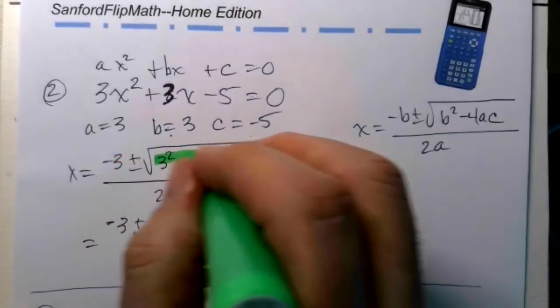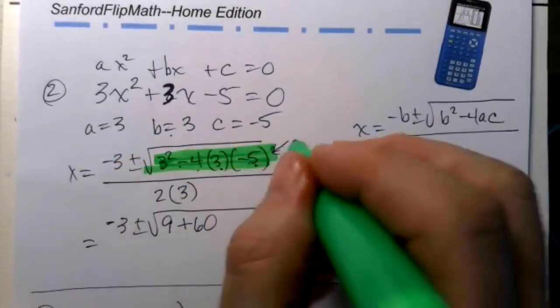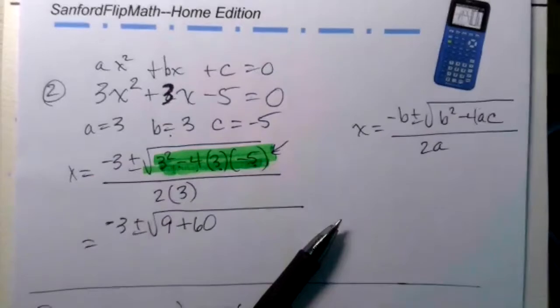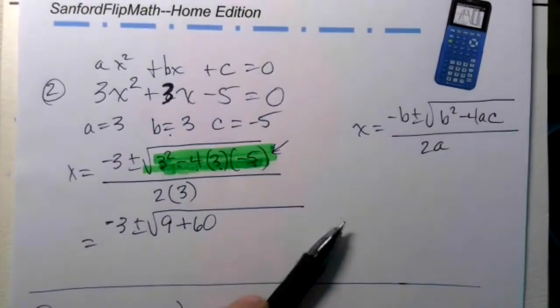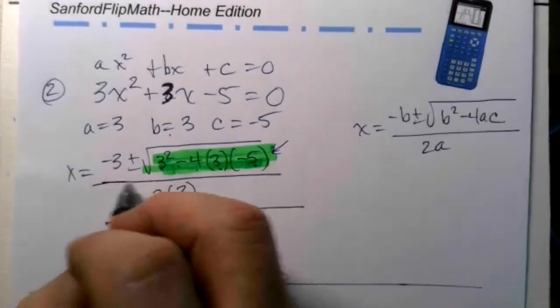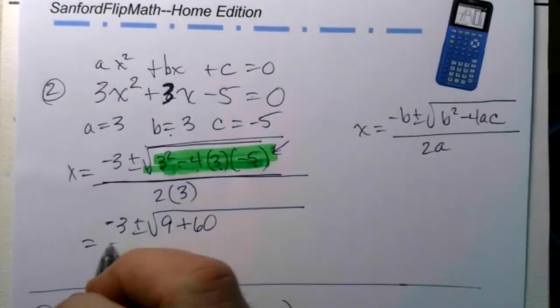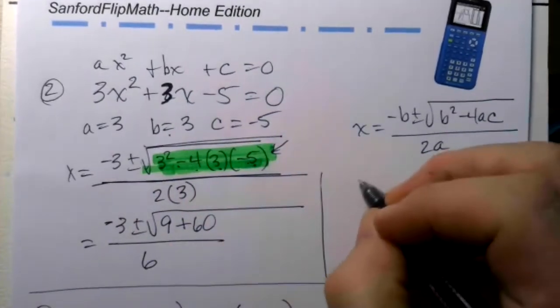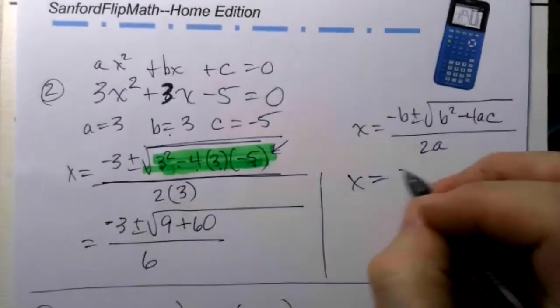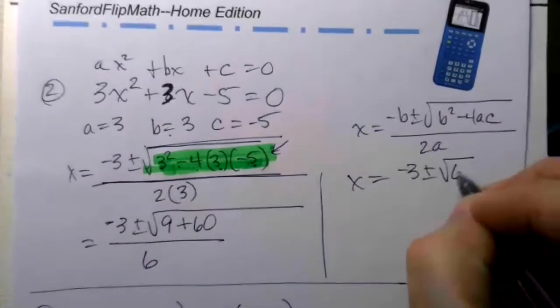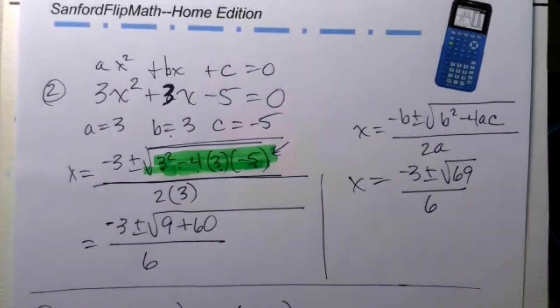So again, this is called the discriminant. It helps us decide what kind of solutions we're going to have. But that's the spot you really need to be super, super careful, along with the fraction bar that goes the whole way, or the square root that goes the whole way. All right, over 6. Okay, so x equals negative 3 plus or minus the square root of 69 over 6.